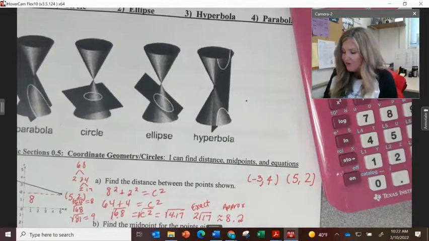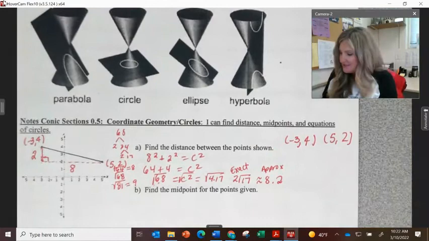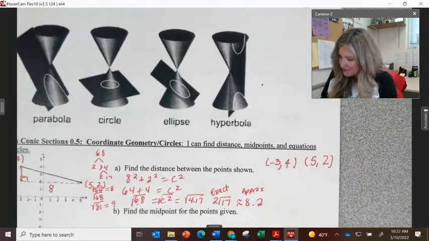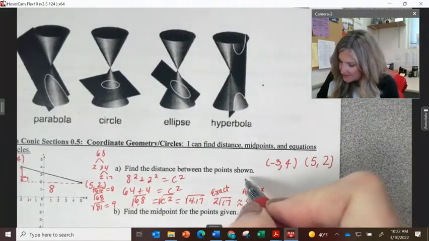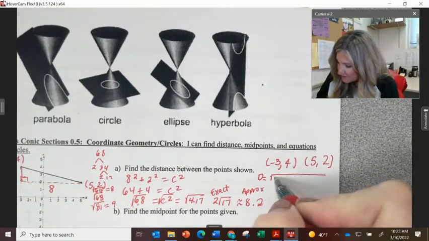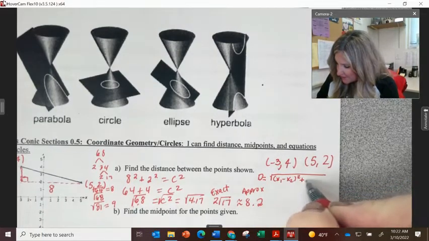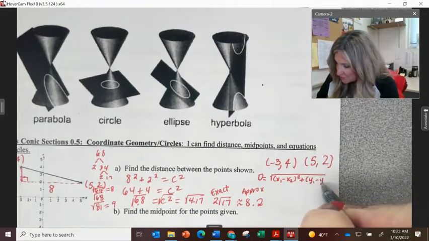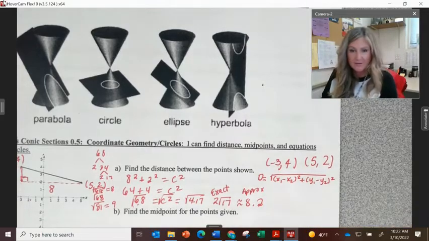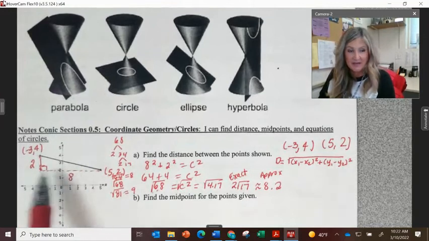Now, you may have heard of a formula to find the distance between 2 points. That distance formula is actually going to be this. Distance is going to be equal to the square root of x sub 1 minus x sub 2 quantity squared plus y sub 1 minus y sub 2 quantity squared. That's really the same exact thing we did when we did the Pythagorean theorem.